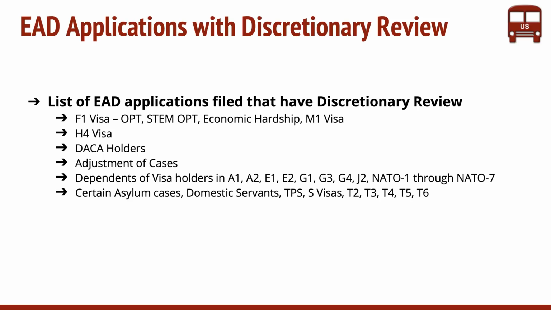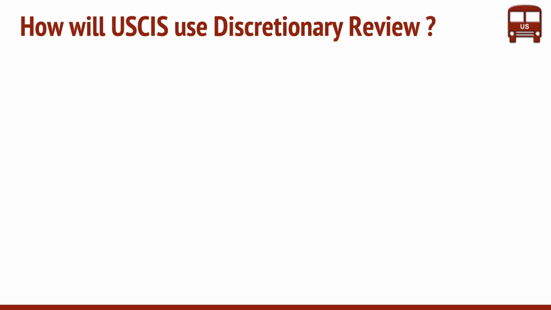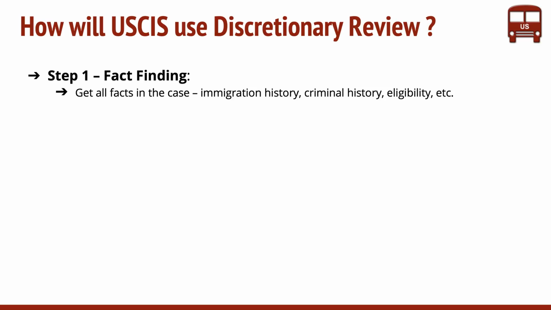And also certain asylum cases, domestic servants, TPS, all of these are various EAD applications that will have discretionary review going forward. Now, how will USCIS use this discretionary review, or how do they adjudicate this process, right? So this is a very simplistic process that's very straightforward, I would say. So step one is basically they need to get all the facts in the case. It could be immigration history, criminal history, eligibility, all of these things. You'll get all of the documents and facts.